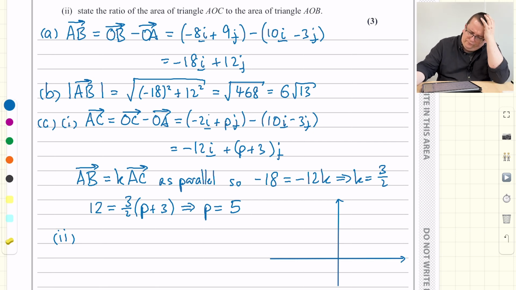Okay, so we've got our 3 points. So A is 10i minus 3j, so somewhere down here. So let's say that's A. This only needs to be rough, okay? So there's A.